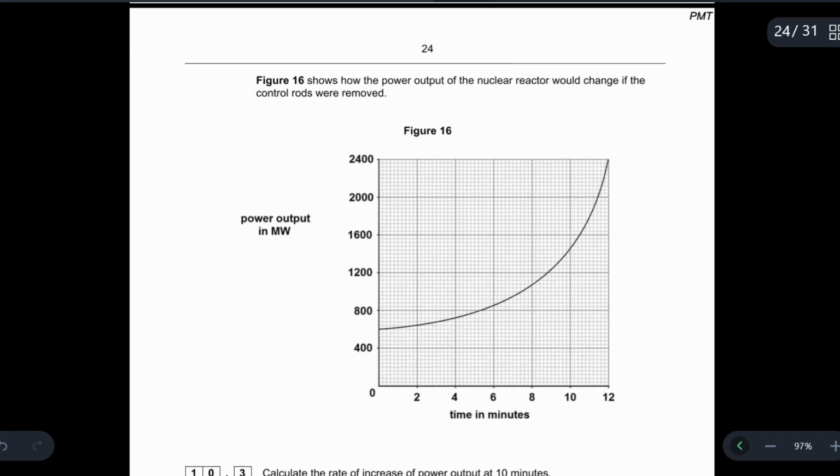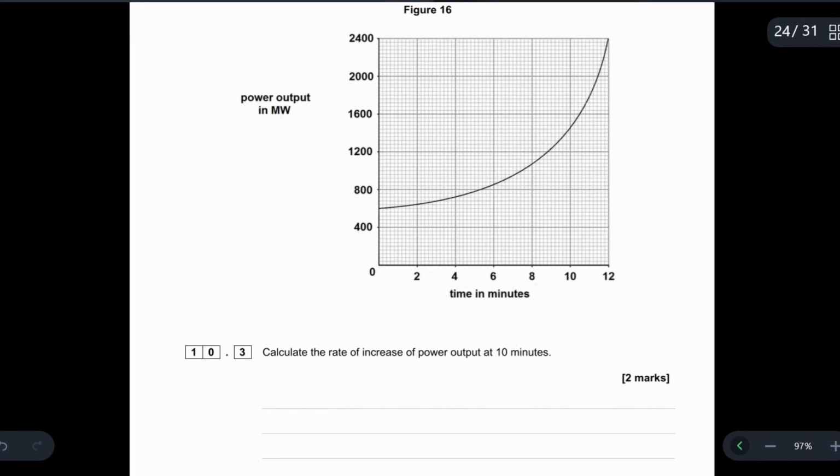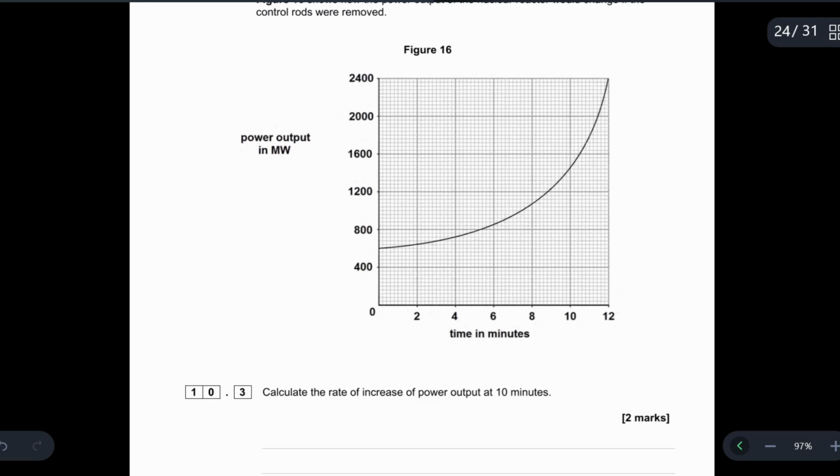Okay, 10.3. Figure 16 shows how the power output of the nuclear reactor would change if the control rods were removed. Calculate the rate of increase of power output at 10 minutes. So we're looking at the rate of increase. So the power is, again, you need to understand power is basically per second. So I think that is essentially giving us per second. But we want to calculate how fast our power increases. So essentially looking at per second.